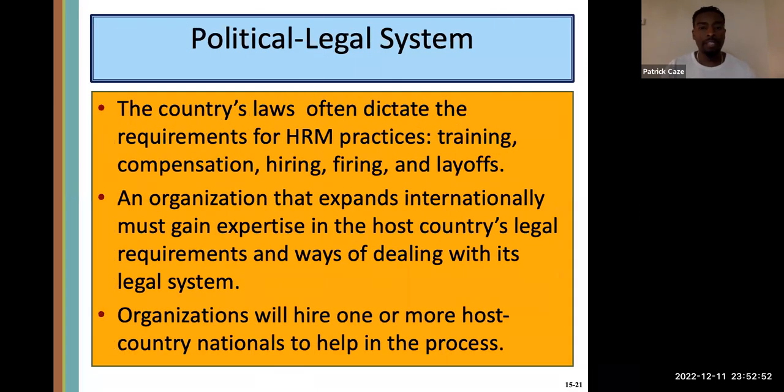Political legal system. Countries' laws often dictate the requirements for HRM practices, training, compensation, hiring, firing, and layoffs. An organization that expands internationally must gain expertise in the host country legal requirements and ways of dealing with its legal system. Organization will hire one or more host country nationals helping the process. So it's important, when you go into these countries, that you understand the legal challenges, legal hurdles, just the legal system itself. What does it look like, right?